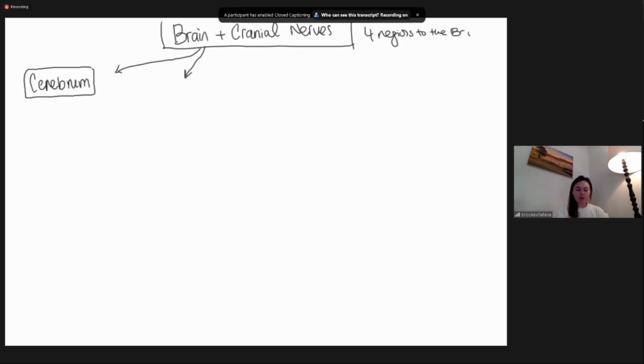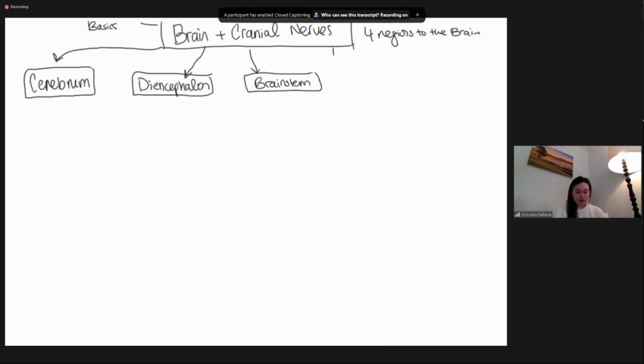The lecture is divided up into some basic information about the brain, but for the most part, we spend our time talking about the 4 divisions of the brain. So we have our cerebrum, our diencephalon, the brainstem, and the cerebellum. Those are the 4 regions, and then we get into details below those.